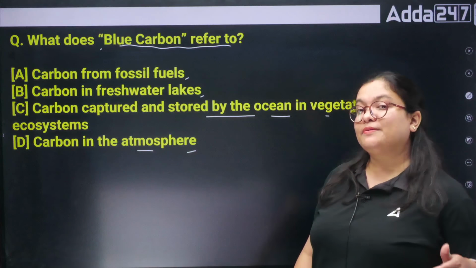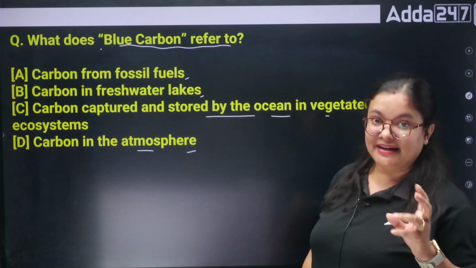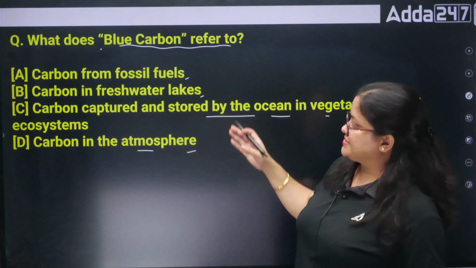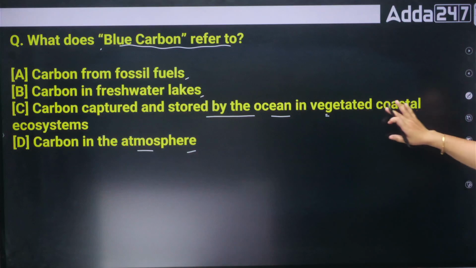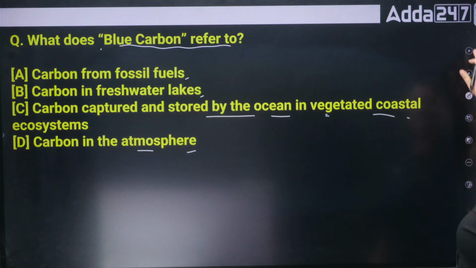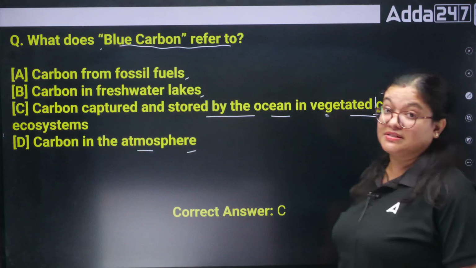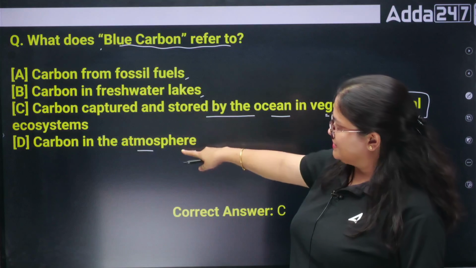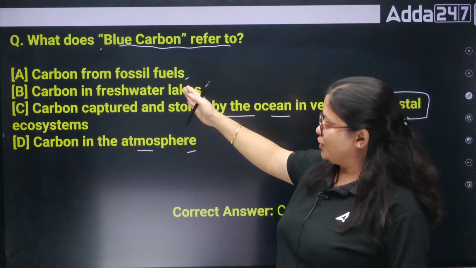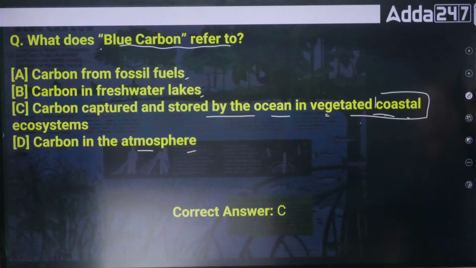Whenever we say blue carbon, blue means it is related to something with water, right? Here it is said vegetative coastal ecosystem. So yes, the answer is option C, because the word is given about coastal water. The rest are related to air, and one is also for water, but it is only for freshwater lake. This is where we say blue carbon.